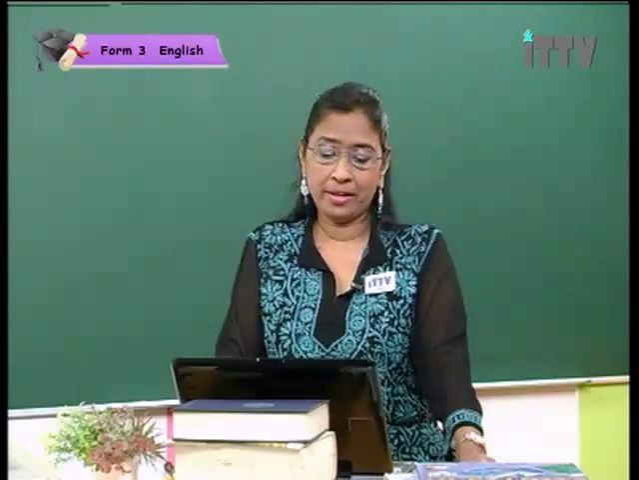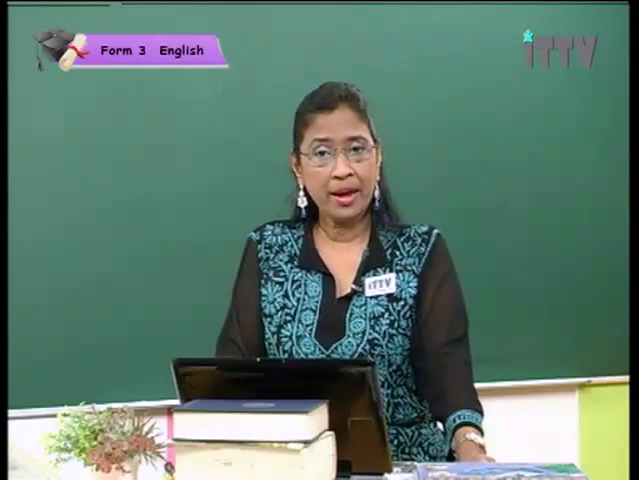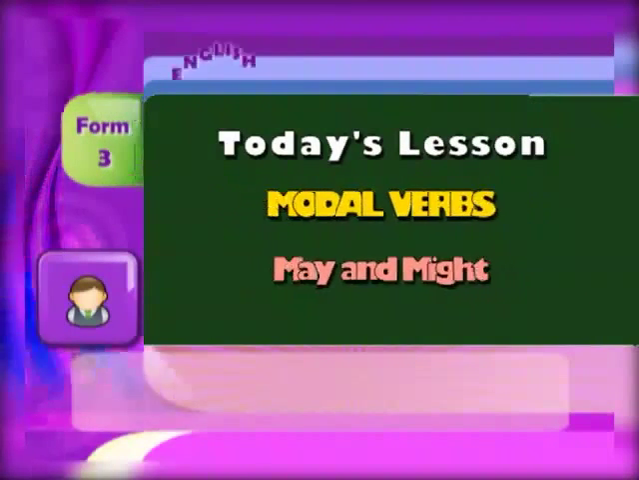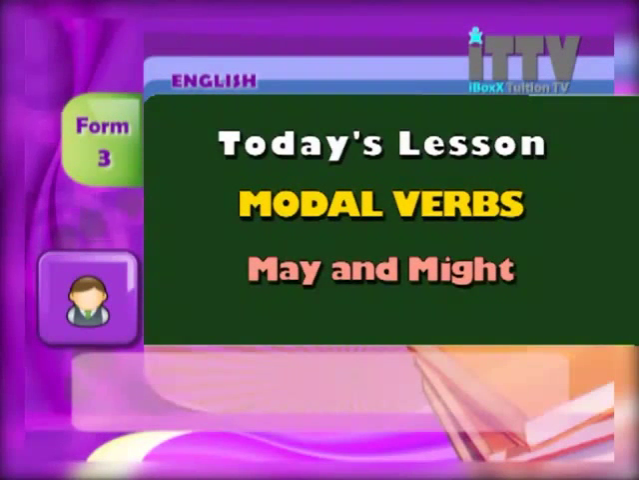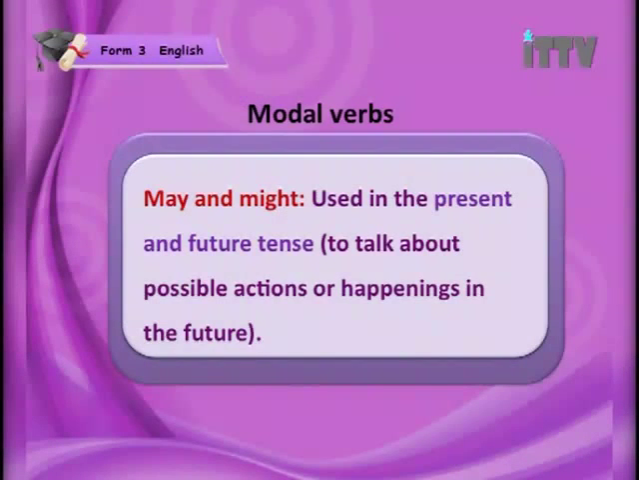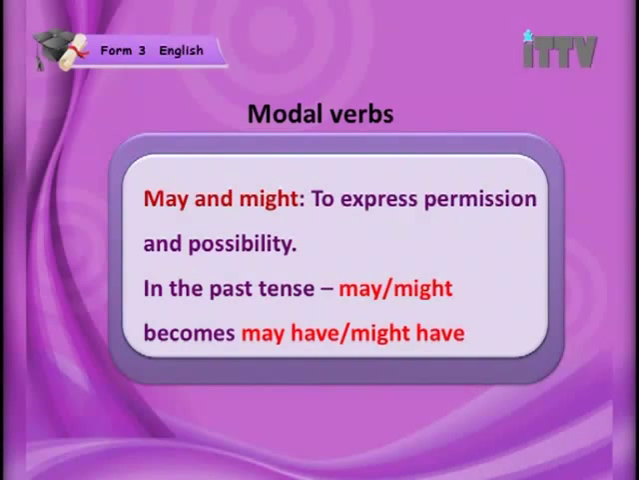The lesson for today is on modal verbs, may and might. May and might are used in the present and future tense to talk about possible actions or happenings in the future. May and might express permission and possibility. In the past tense, may or might becomes may have or might have.